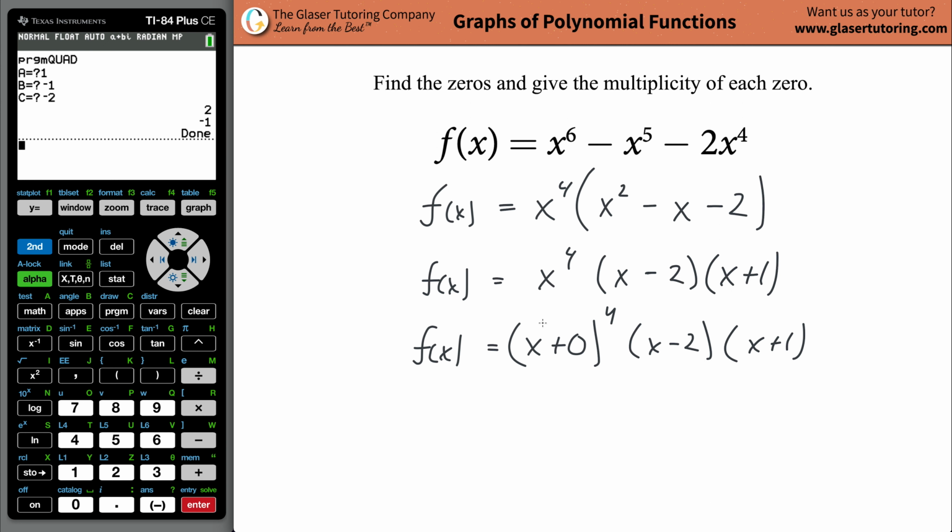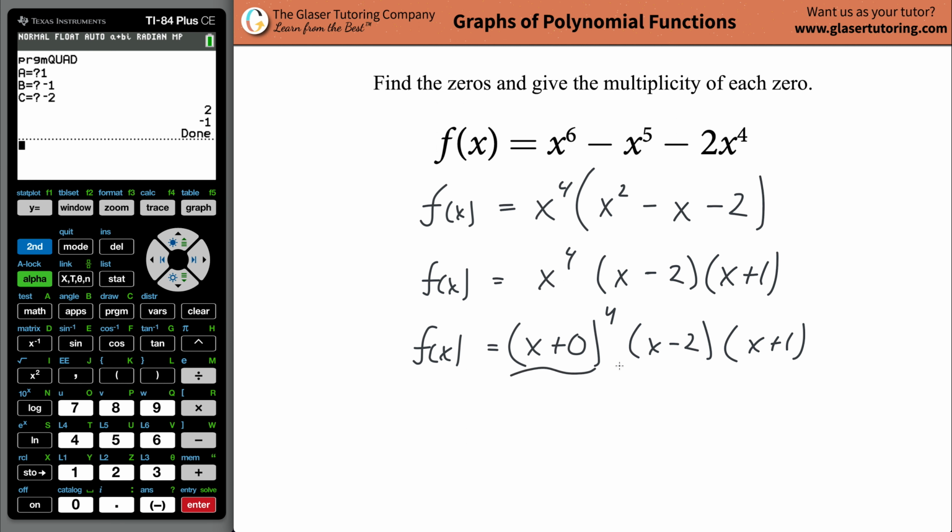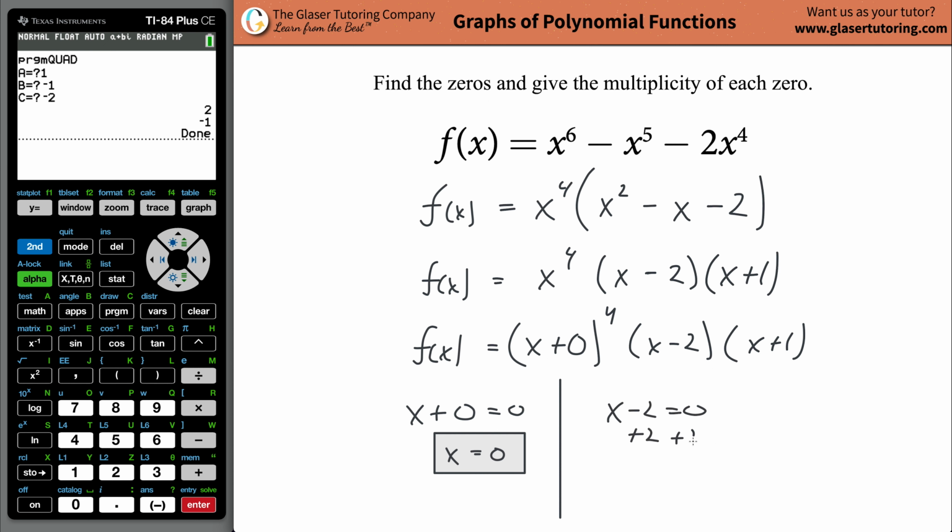But not to belabor the point, we now have our factors and we can find our zeros. So what we're going to do is take each of these terms, and you don't even have to use the exponent here. You can just take whatever is inside the parentheses and set those all equal to 0. So obviously x plus 0 equaling 0, you already know that x is going to be equal to 0. Then the next one is x minus 2 equal to 0. All you have to do is add the 2 over to both sides, and you're going to say x is equal to positive 2.